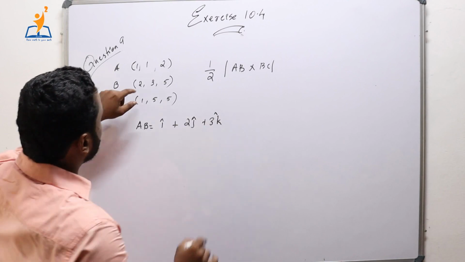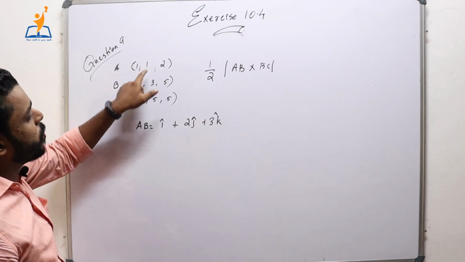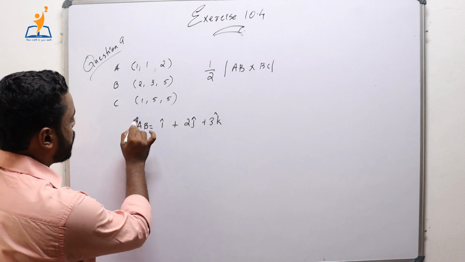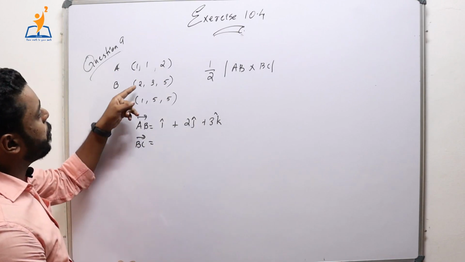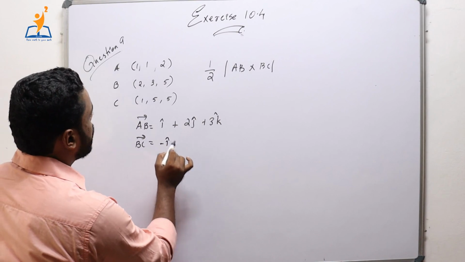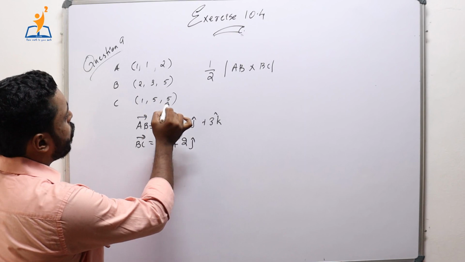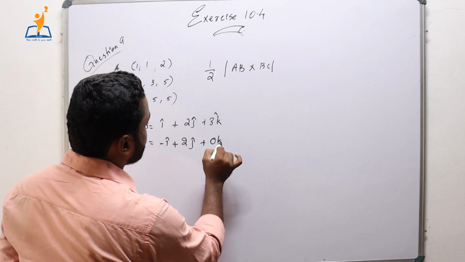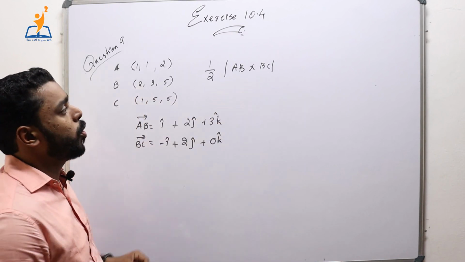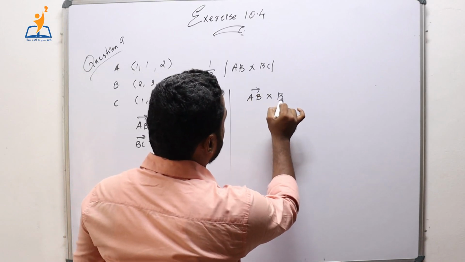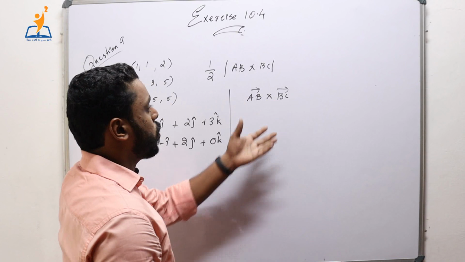2 minus 1 is 1, 3 minus 1 is 2, 5 minus 2 is 3. Now vector BC is equal to 1 minus 2 is minus i cap, 5 minus 3 is plus 2 j cap. Now 5 minus 5 is plus 0 k cap. Now we shall find modulus of AB cross BC. First of all we have to find AB cross BC. Sorry, not AC, AB cross BC.